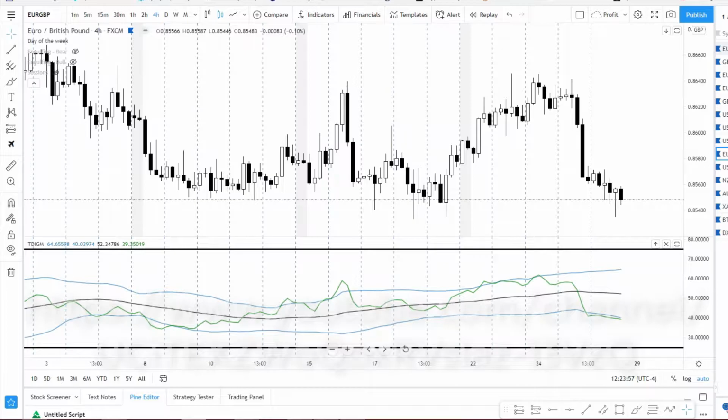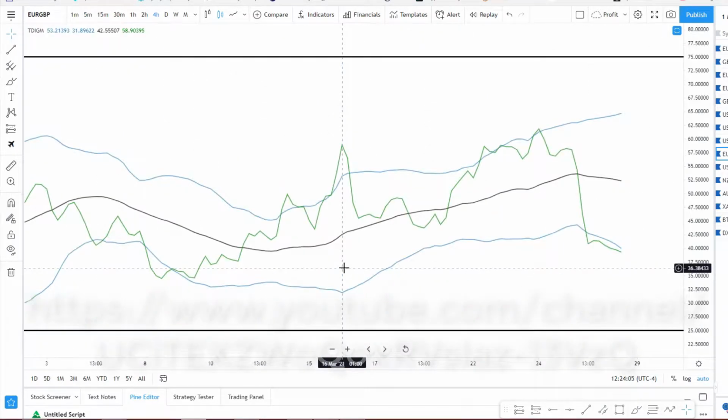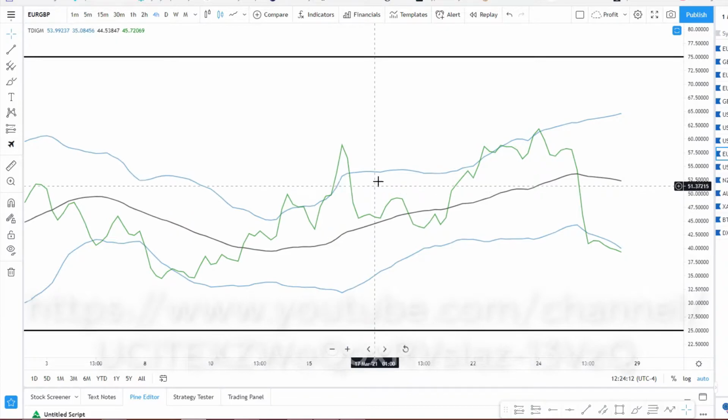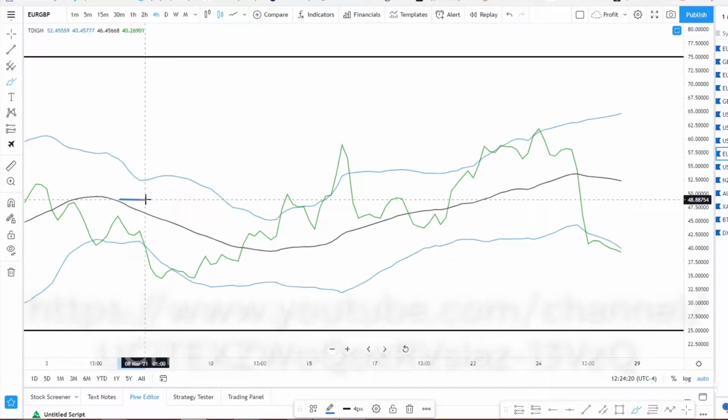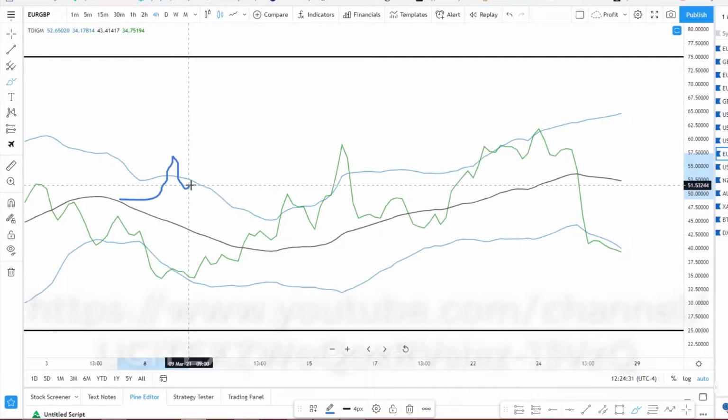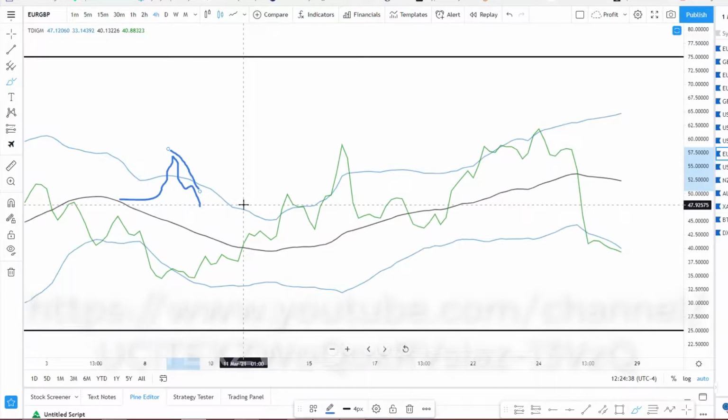So how will we be using TDI to find these double tops and double bottoms? What we are waiting for is for this green line to cross above or below this blue line and then close inside this blue line. So if I take this as our green line, it has to cross above the blue line and then close inside it. Then it needs to show divergence. Divergence is when the indicator is making, for example, higher highs and higher lows, however the price is making lower highs and lower lows. This is what we are waiting for.